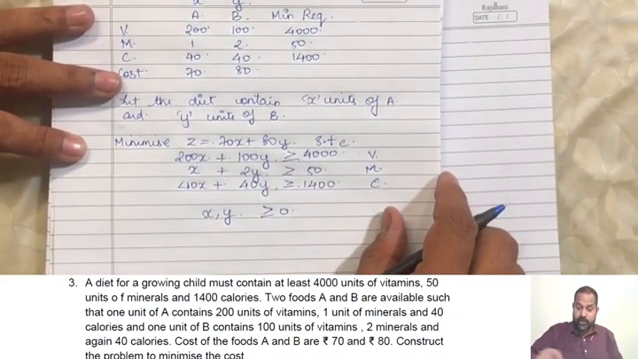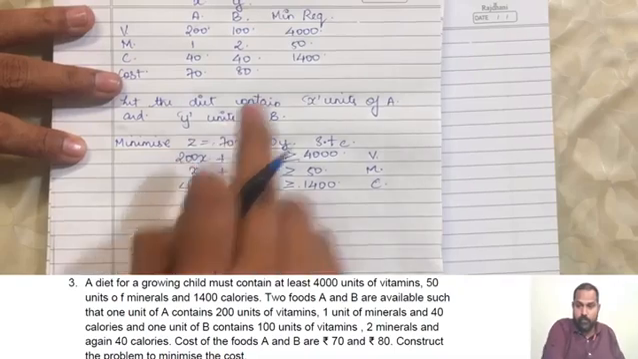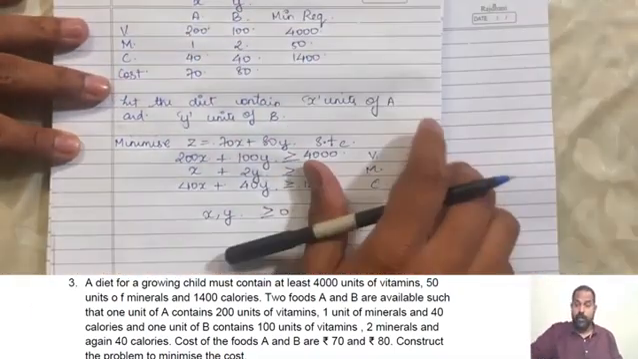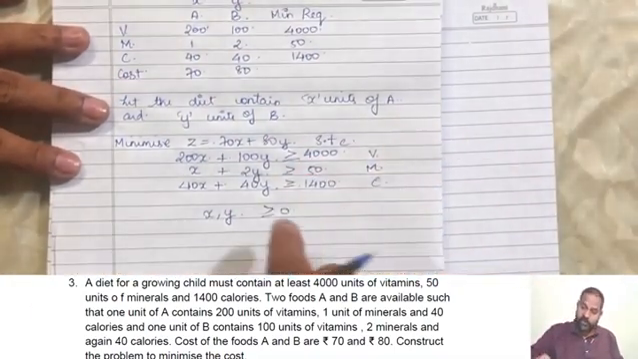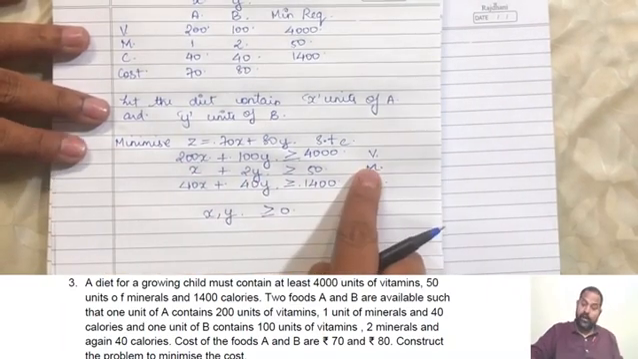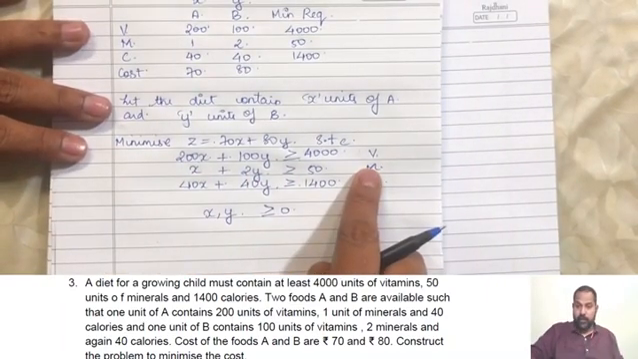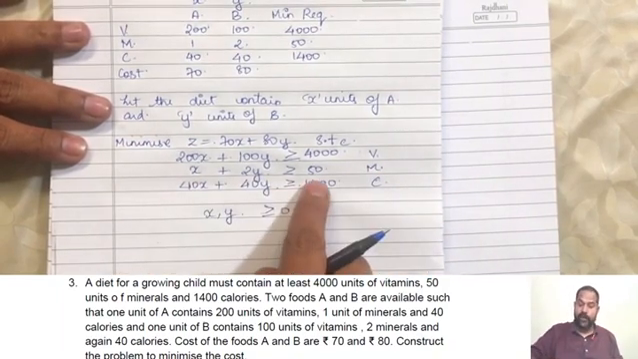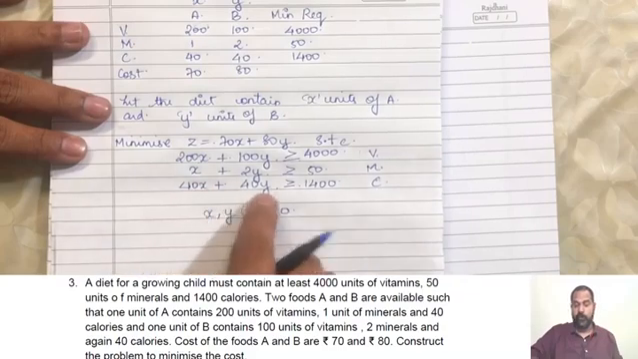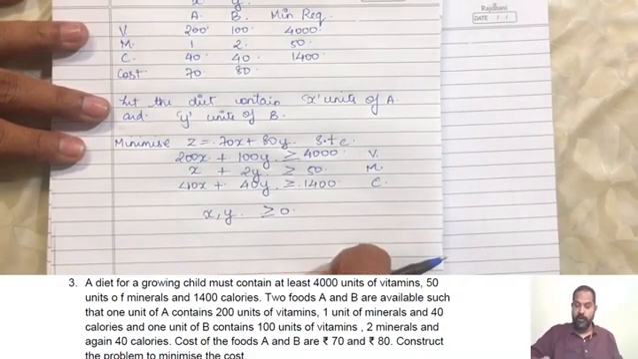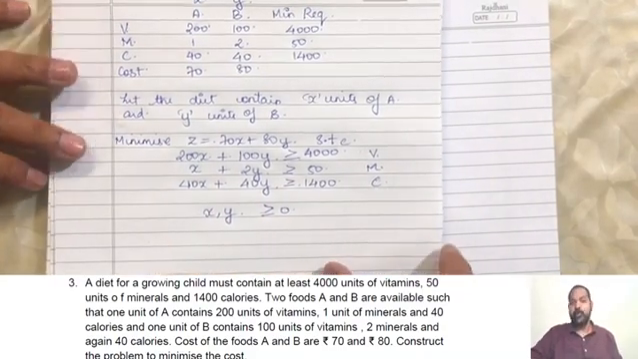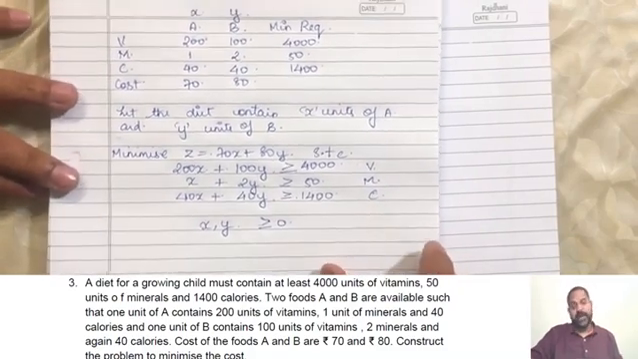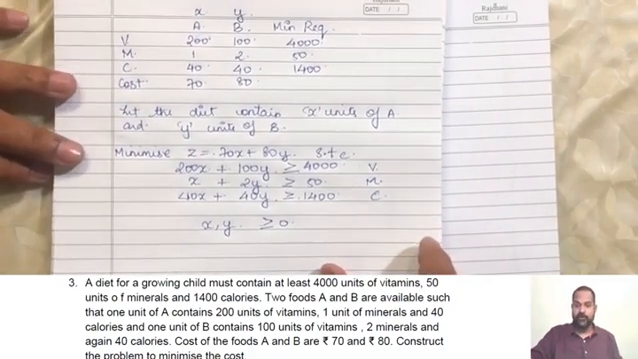What are the constraints? Well, constraint number 1 is that 200x plus 100y should be greater than or equal to 4,000. x plus 2y should be greater than or equal to 50, and 40x plus 40y should be greater than or equal to 1400, where x and y are always greater than or equal to 0. And this is a standard minimization question.